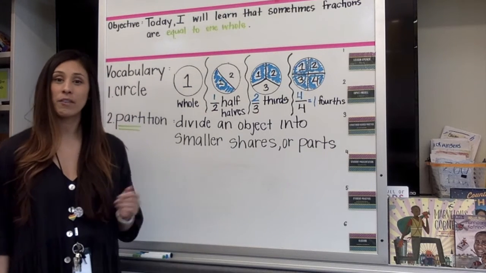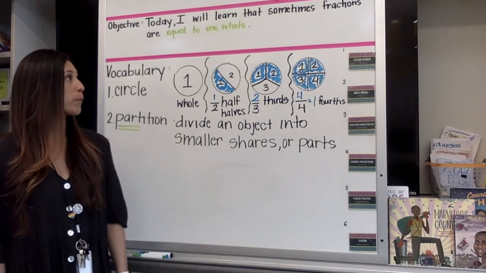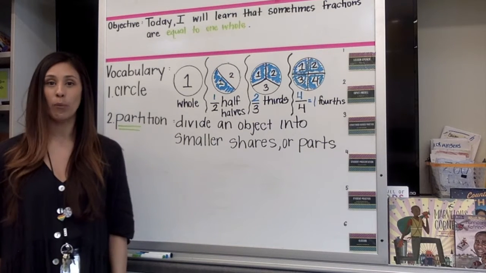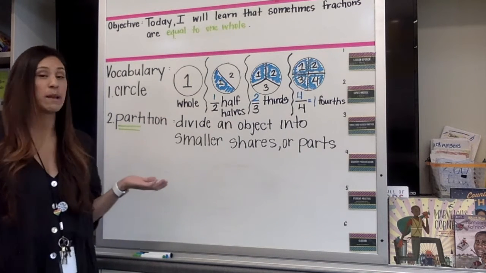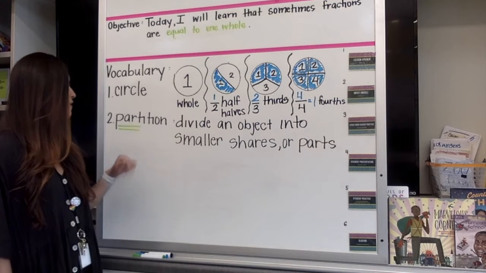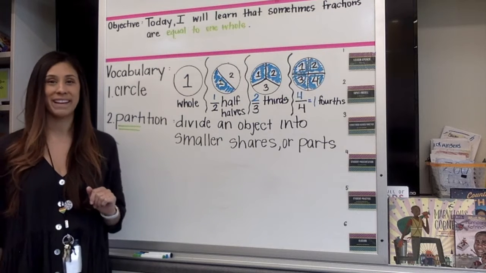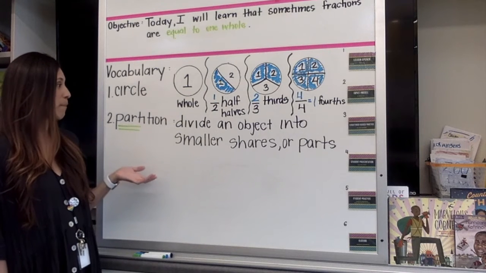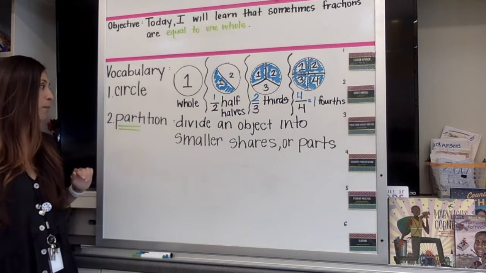So this is not information that's new to you because we talked about this the week before we took a break from home learning. So we're going to review our vocabulary, which actually are the same words that we had the day before we left. So we have the word circle, which of course you all know what that is. Just a type of shape. And then we have the word partition. So I'm actually going to start with that word partition.